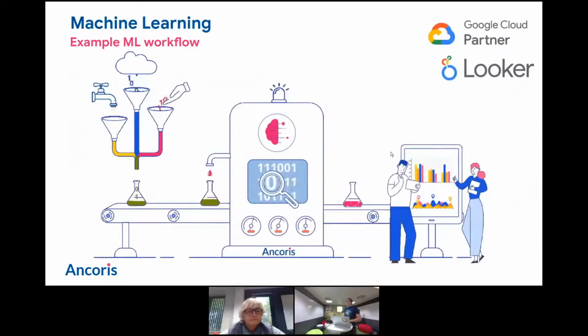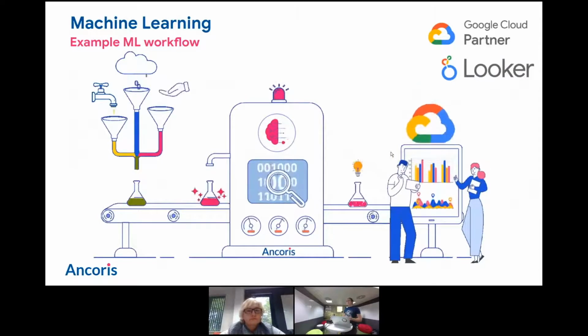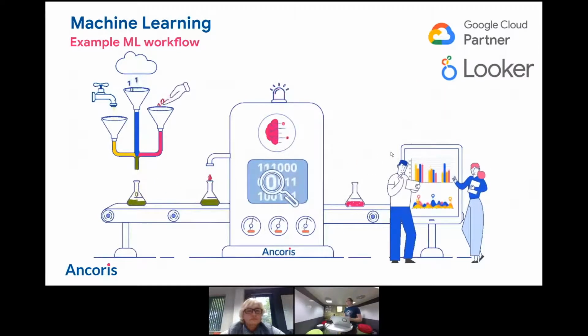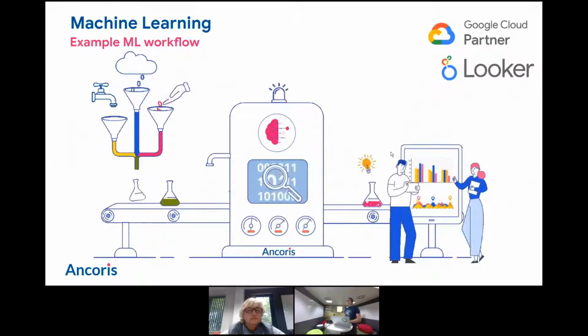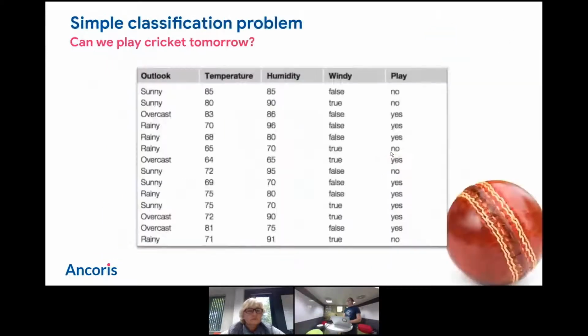Right, so we're going to start off. We're always conscious with these sessions that there's going to be a spread of people. Some of you will know the terminology, know what ML looks like, live and breathe it. Others won't. So I think it's useful to do a quick session, just a refresher really, looking at an example ML workflow. And I'm going to pick a simple classification problem. And the problem is we want to know if we can play cricket tomorrow.